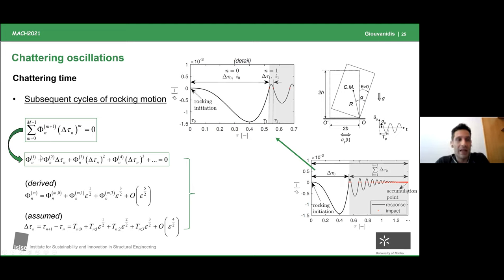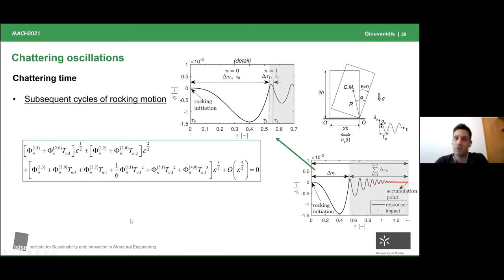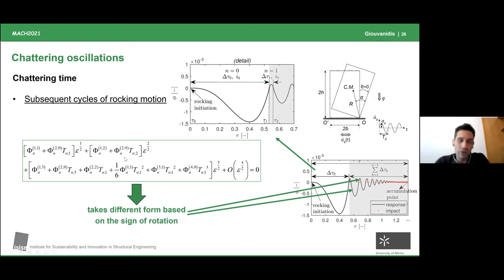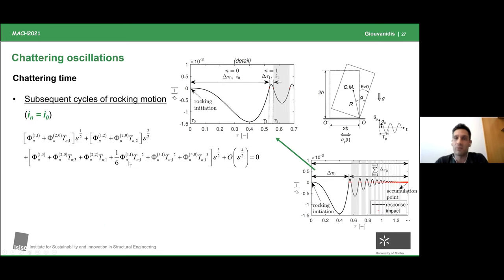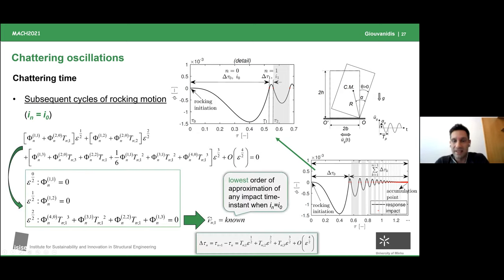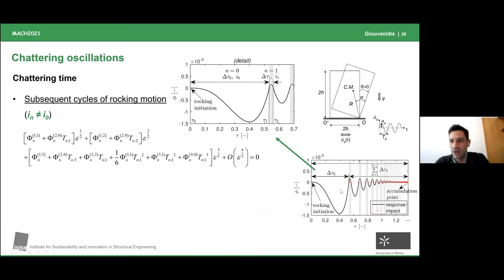Now we have in general n impacts and not zero anymore. We follow exactly the same procedure and we end up with this equation. Interestingly, this equation takes different form based on the sign of rotation, either when it is positive or when it is negative. So since we have different forms, we have two different equations. We solve the problem separately for the negative rotations. First, we solve the equation. We take the lowest order of approximation of the time of impact. And for the positive rotations here and here in detail, we solve again the same equation, but it's slightly different.